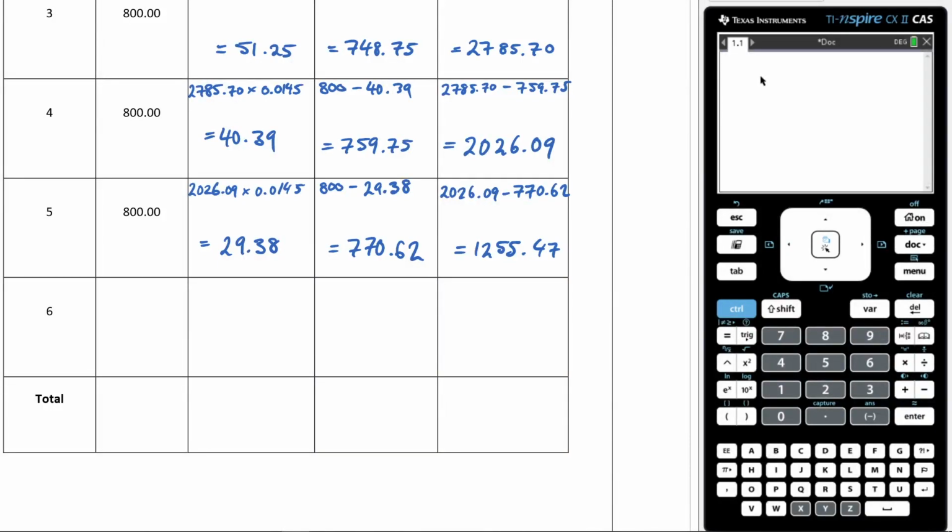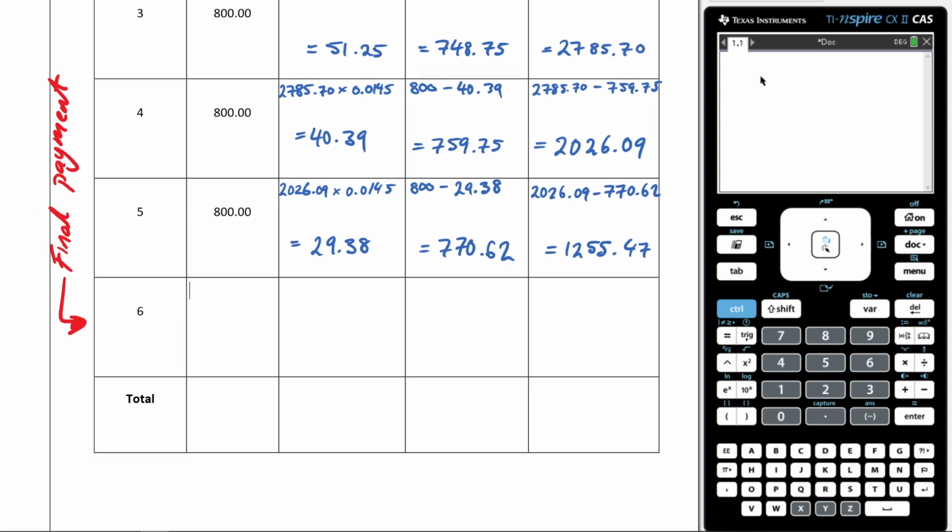All right, so let us now go through the last one. So this is payment number 6, and this is where things get a little tricky. What I've written here, and I want you to write it as well, is acknowledging the fact that this is your final payment. And just like a reducing balance loan, your final payment is going to be a little bit different to what we've previously seen.